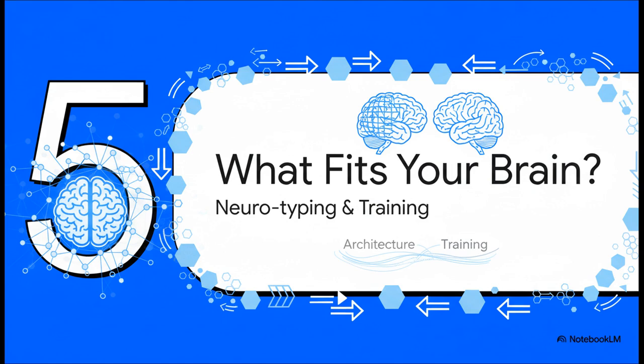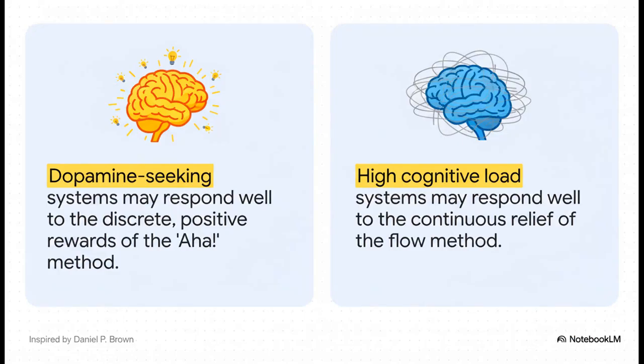So this isn't just some theoretical debate, right? These different architectures might actually be better suited for different types of brains. And that leads us to a really fascinating hypothesis about what you might call neurotyping. So let's just consider two common profiles. An ADHD-type brain, which is often characterized by a dopamine-seeking reward system, might respond incredibly well to those little hits of positive reinforcement you get in algorithm 1. Every aha moment is a rewarding little dopamine spike.